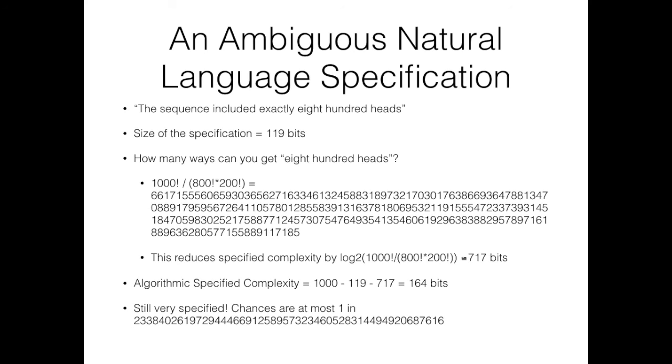Therefore, our algorithmic specified complexity is 1,000 minus the 119 bits for the specification minus the 717 bits for the number of different ways that that specification can be realized, yielding 164 bits. This is still very specified. The chances of this happening are at most the number given there.